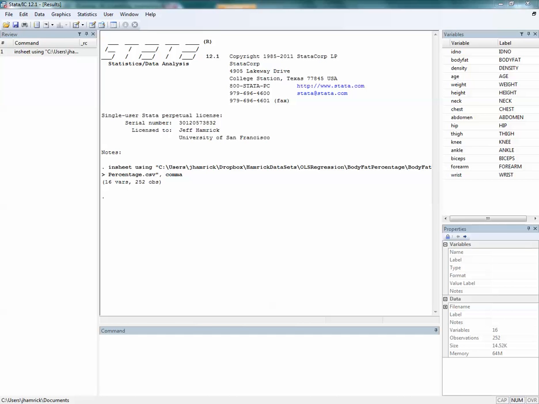Hello, this is Jeff Hamrick at the University of San Francisco's MSFA program, and I'm going to talk for a few minutes about multicollinearity diagnostics in Stata.